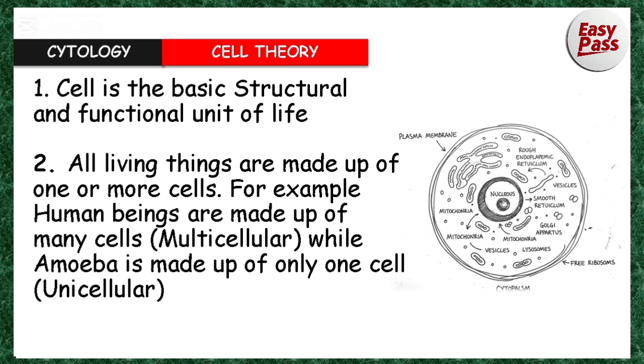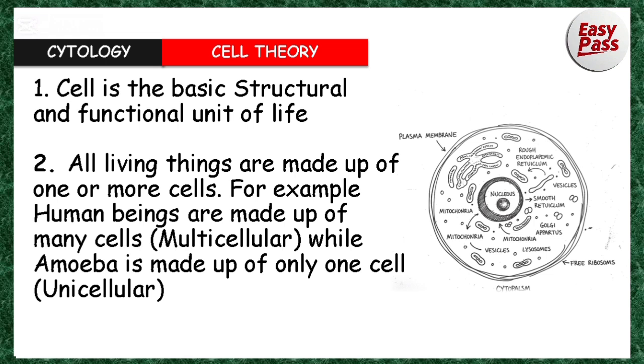The second theory of cell, which I will mention, is that all living things are made up of one or more cells. Take for instance, human beings are multicellular organisms. We are made up of several cells, while we have some organisms like amoeba made up of only one cell. So all living things are made up of one or more cells.